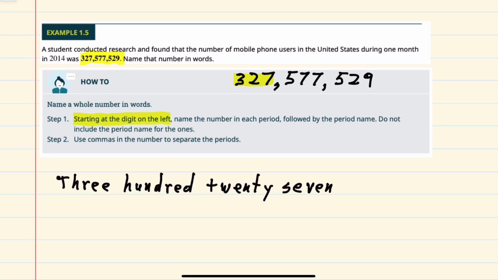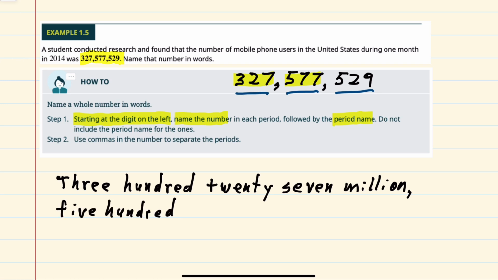This would be 327. We have named the number in that period, and now we need the period name. The first period is ones, the second period is thousands, the next period is millions, so this would be million. We use commas to separate the periods, so I would add a comma and move on to the next period, naming the number in that period. It is 577. Naming the period, this period is thousands. That's it for this period, so another comma.